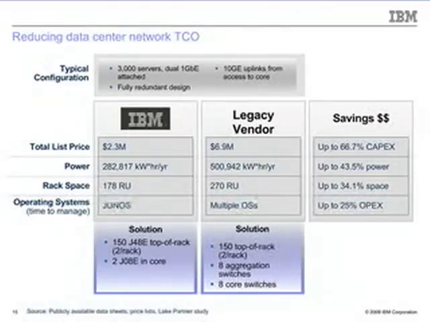And at the bottom, I've shown you the idea of how the network is being configured. So we're using a top-of-rack design on the IBM solution. We have used 150 of the J48E type platforms. And in the collapsed core aggregation space, we've used 2 J08E platforms for the IBM solution.